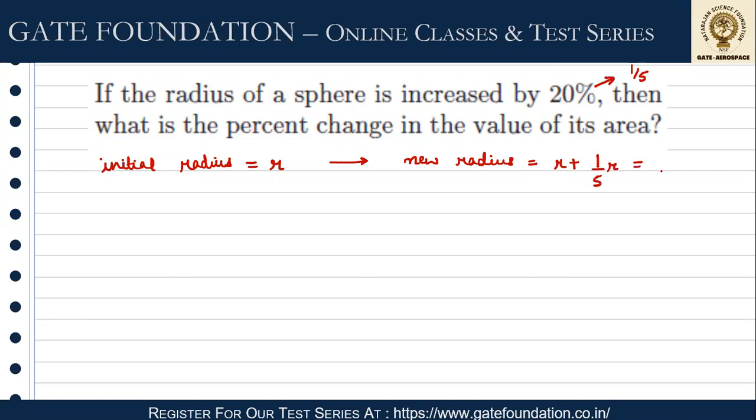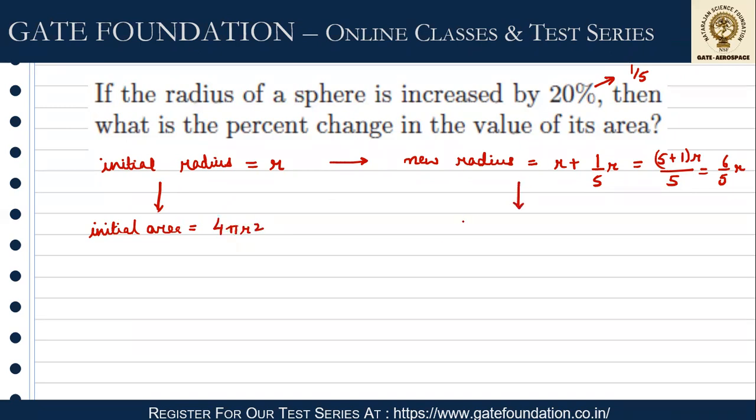Now if I take the LCM, it will become 5. You'll get 5 plus 1. R can come out common over here, right? So it will become 6 by 5 times R. So that is the new radius. Now, from the initial radius, I'll calculate the initial area. The area of a sphere will be 4 pi r square.